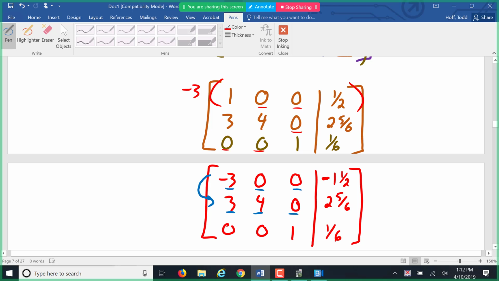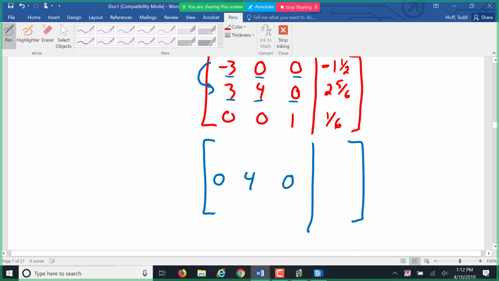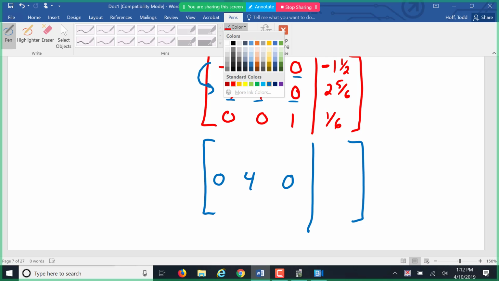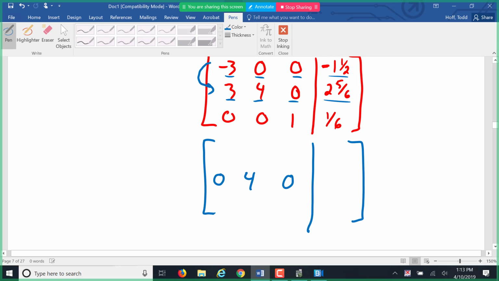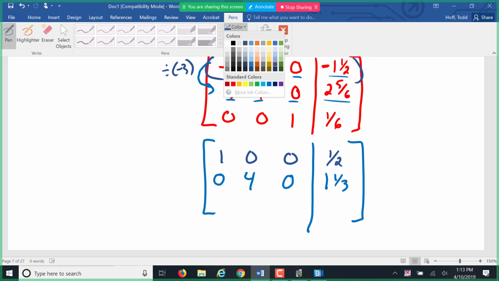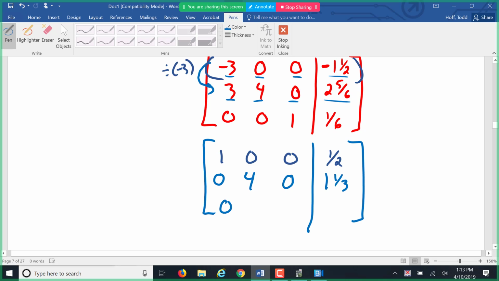Now this should have been a -1/2 over here. -3 times 1/2 is a -1.5. So -1.5 plus 2 5/6 is 1 1/3. Before I rewrite that top row, I'm going to divide back out that -3. So I'll be back to 1 0 0 1/2. My bottom row hasn't changed. 0 0 1 1/6.